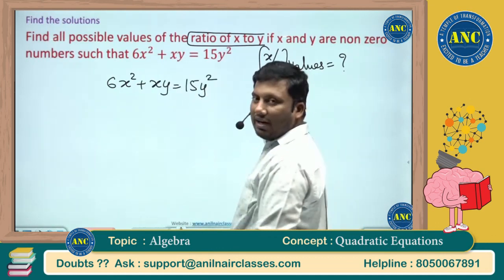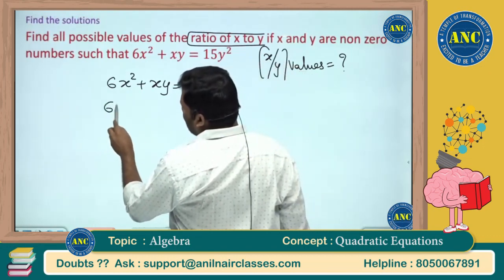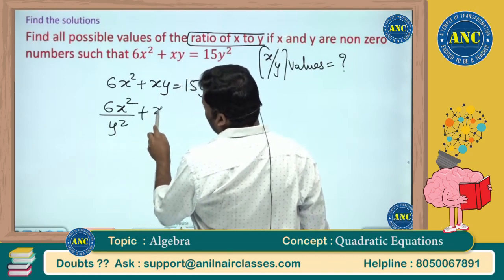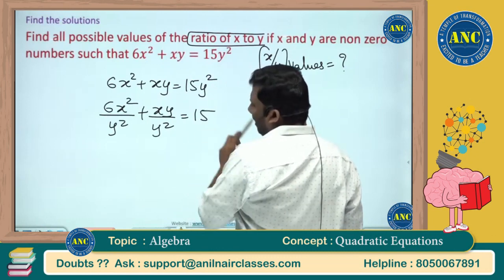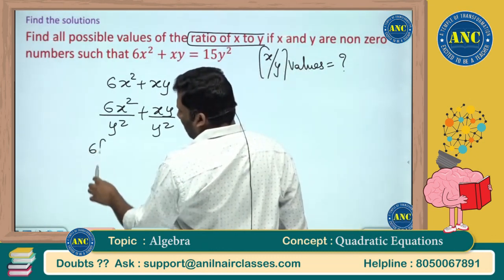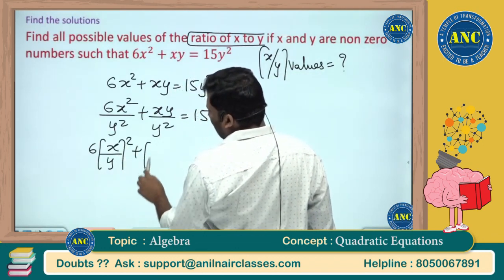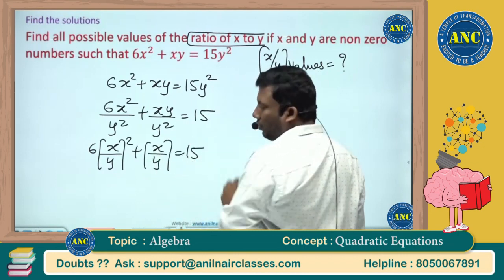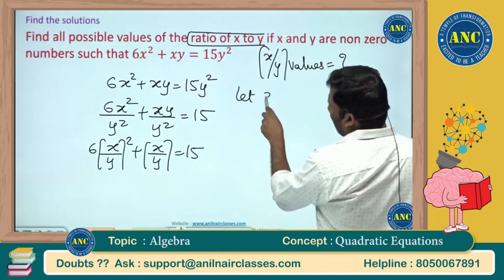It is clearly visible to me. I want x by y. So divide this equation by y square. 6x square by y square plus xy by y square equivalent to 15y square by y square, which is 15. So this will become 6 into x by y whole square plus x by y equivalent to 15. I hope the idea is clear. So let x by y be equivalent to k.